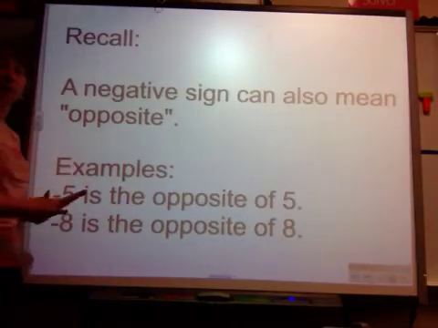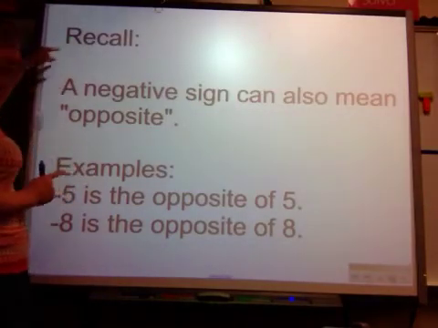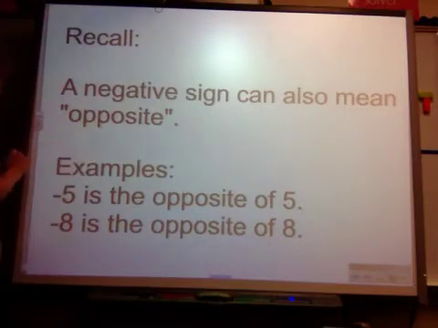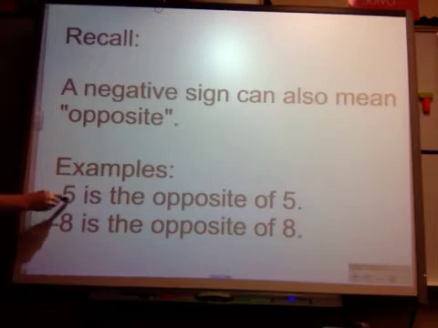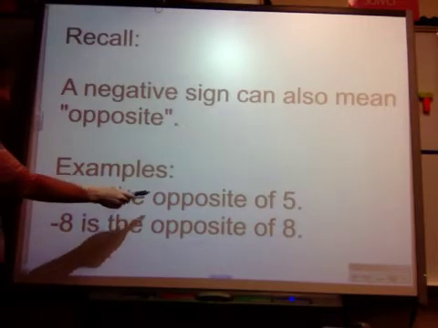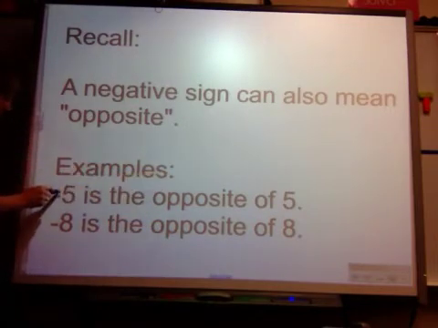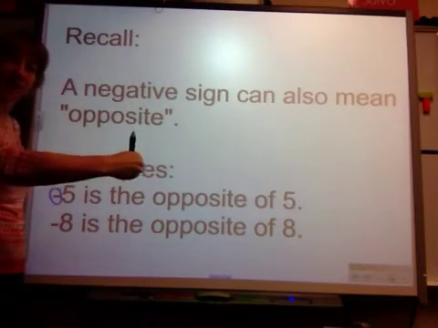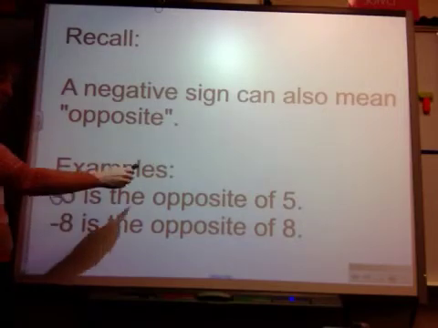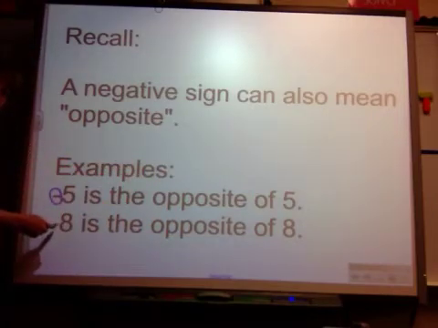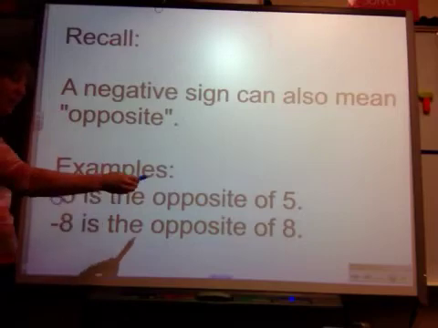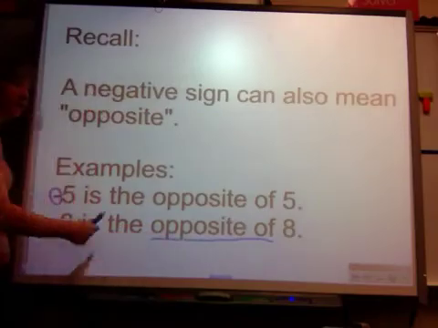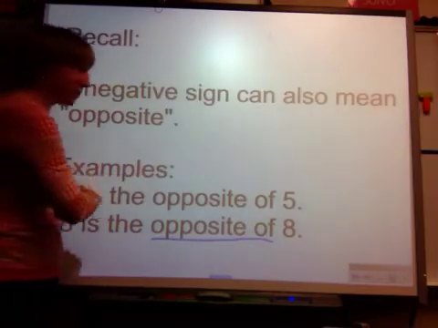Well, first, before we explain what we do, let's remember one important detail we've learned in the past. A negative sign can also mean opposite. So here's some examples. A negative 5 is the same thing as saying the opposite of 5. So when I see a negative sign, I can actually verbally state that as the opposite of that number. So a negative 5 is the opposite of 5. A negative 8 can mean the opposite of 8. So when I see that negative sign, I can literally say it's the opposite of something. So let's remember that first.